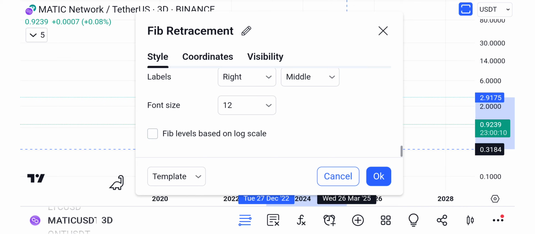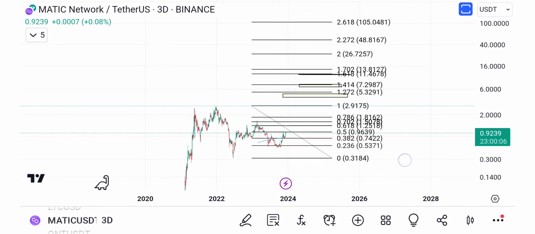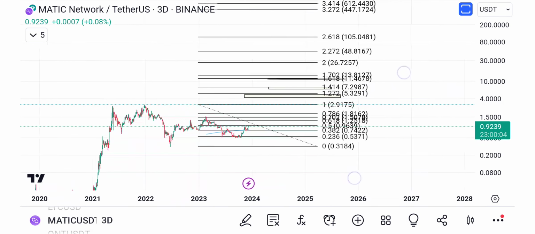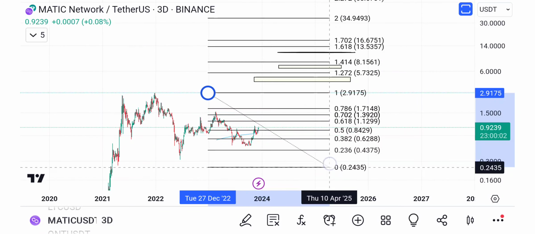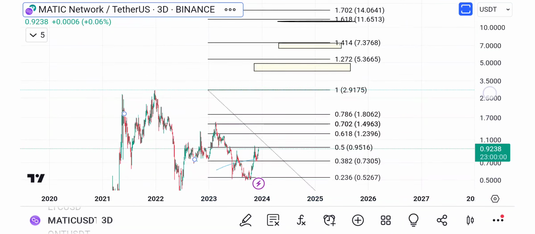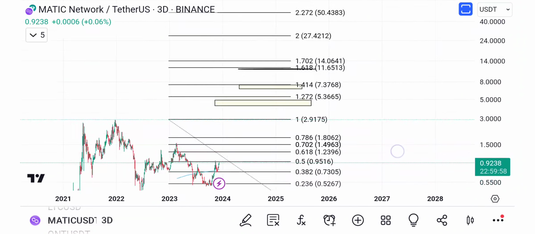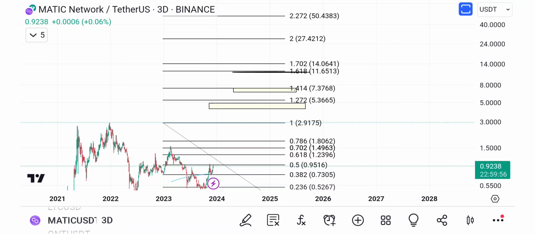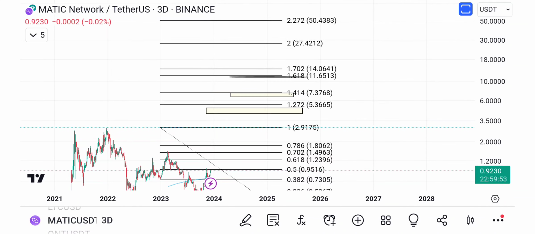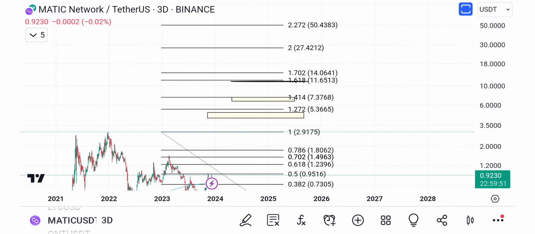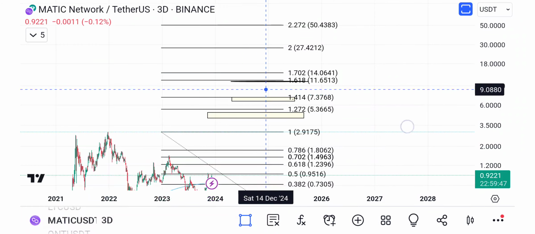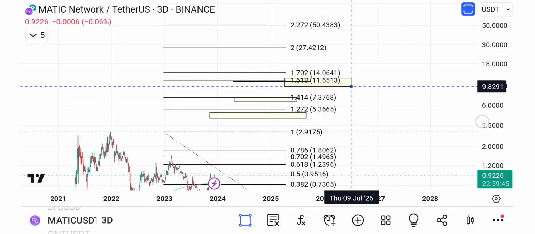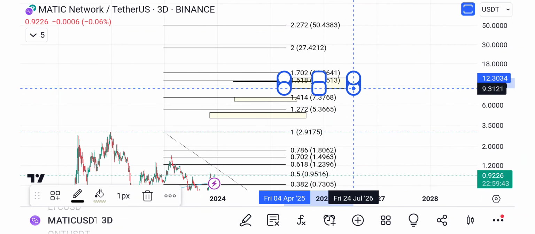So now I'm going to put this on fib levels based on log scale, right? And I'm going to see if there's any confluence in here. Let me make sure that's right. Yeah, good enough. Okay. So right off the bat, the 1.618 is sort of where we would look, which is about $11.65. So to me, I think that's the golden target right there.